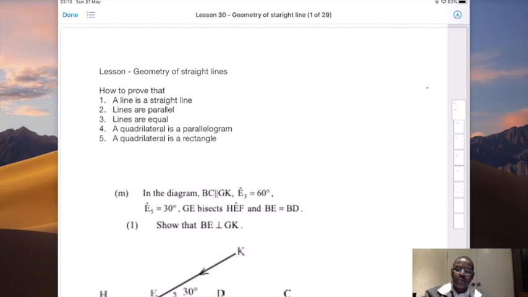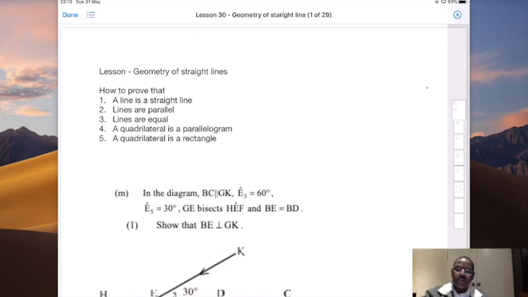And now we are going to be given these things. For instance, we will be given a line, and they can ask us to prove that it is a straight line. And all we need to do really is to make use of the knowledge that we have that on a line, the angles must add up to 180. We will look at such questions.